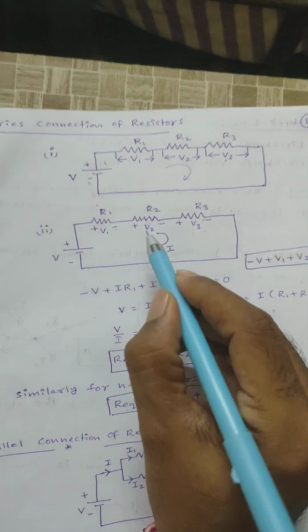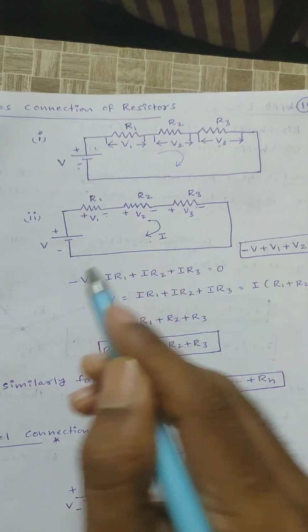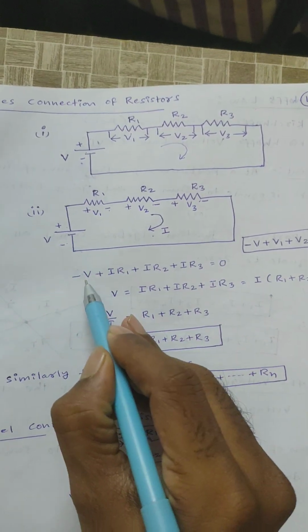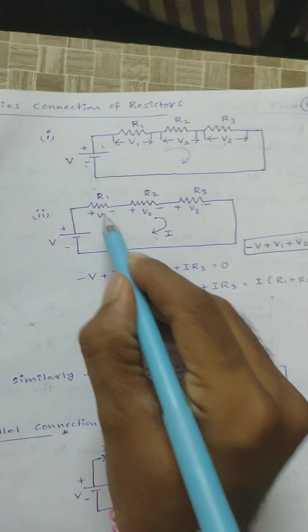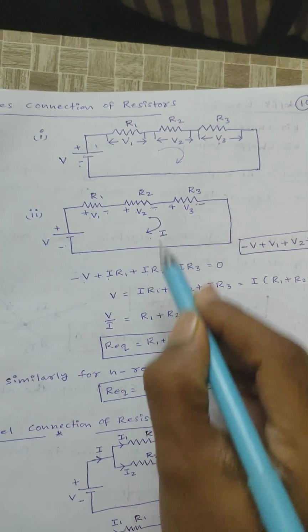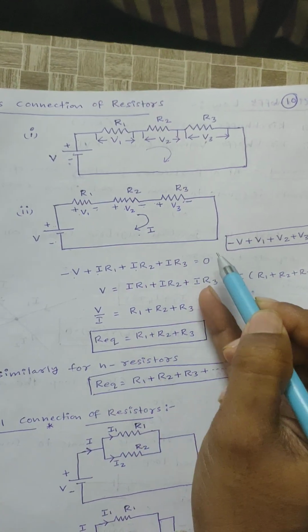Then apply KVL to this loop. You will get minus V plus V1 plus V2 plus V3 is equal to 0.